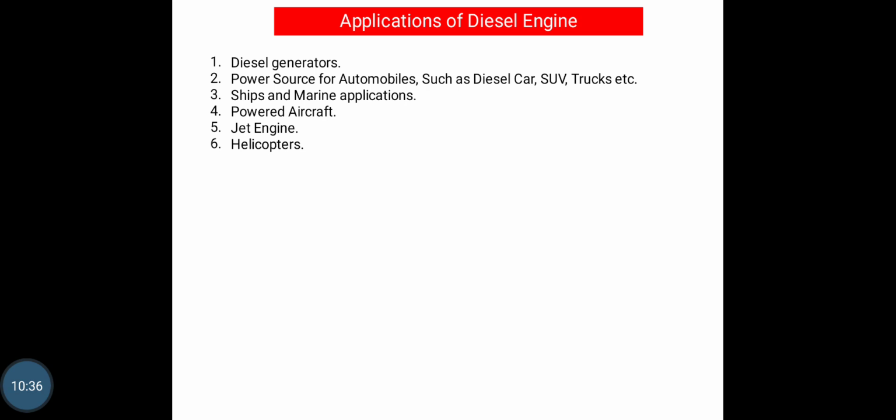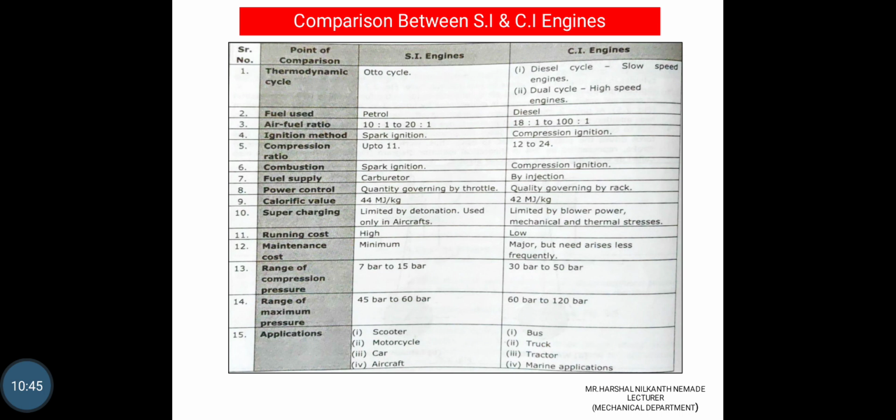Comparisons: again I have given a comparison of SI engine and CI engine. You may see the points of comparison: thermodynamic cycle, fuel used, air-fuel ratio, ignition method, compression ratio, combustion, fuel supplied, calorific value, supercharging, running cost, maintenance cost, range of compression pressure. Applications you may study.